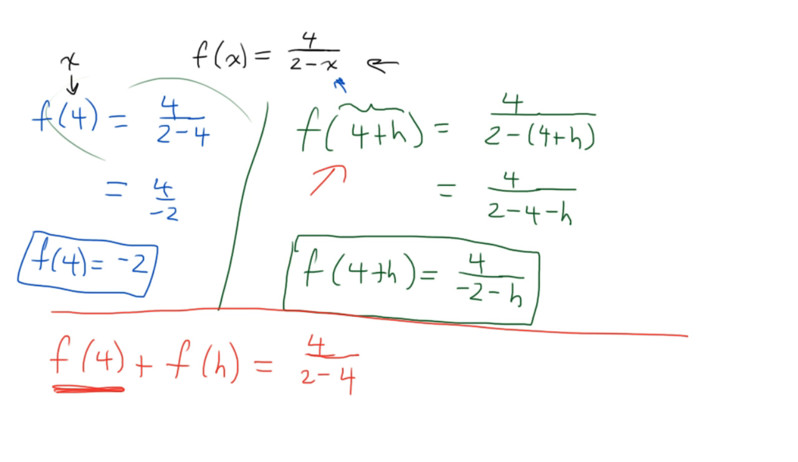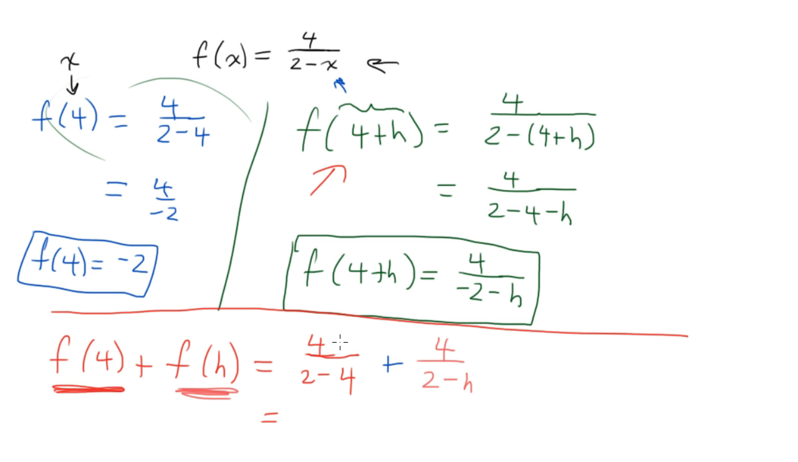And then I'm going to switch colors here to say plus the 4 over 2 minus h. That's this part. Okay, so it's just two separate things to simplify. So we can do that, and I'll go to all one color here.